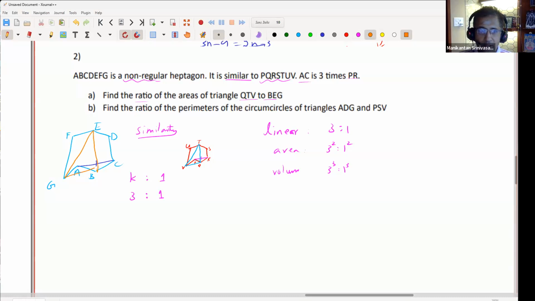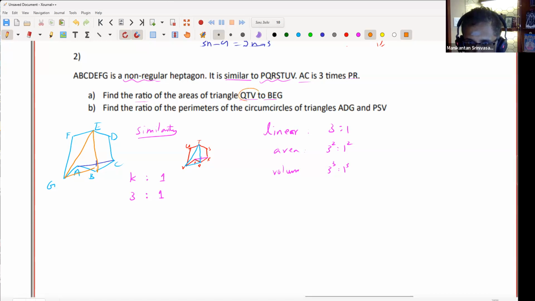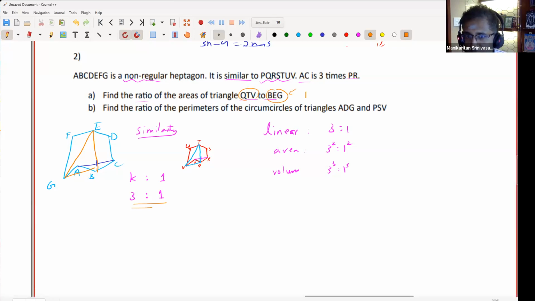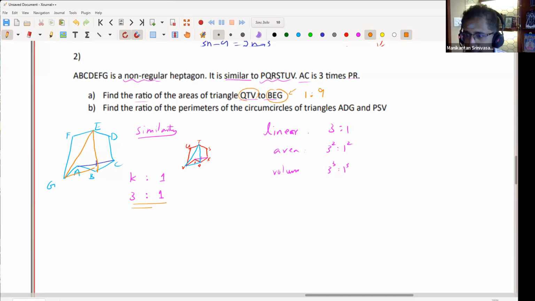Sorry, I should have waited to ask what answers did you get. Arav, did you get an answer on this one? So I got 9 to 1. 1 to 9. You have it right, but intentionally I've given QTV to BEG, so the smaller is to larger. While the scale factor is 3 is to 1, looking larger to smaller, the question is asking smaller to larger. Therefore, it's 1 is to 9. Oh, yes. Makes sense. Okay, so fairly straightforward. 1 is to 9.